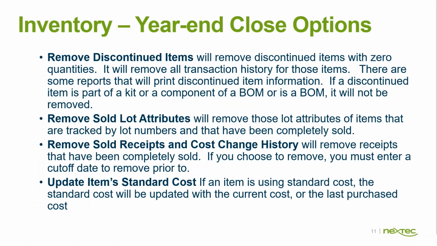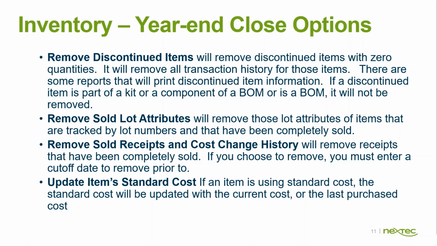Now the options here at year-end close are as follows. You can remove discontinued items. This removes the items that are at 0. It will remove all the transaction history for these items. There are some reports that will print for discontinued items. If discontinued items are a part of a kit or a component of a BOM, or if they are a BOM, it will not be removed.